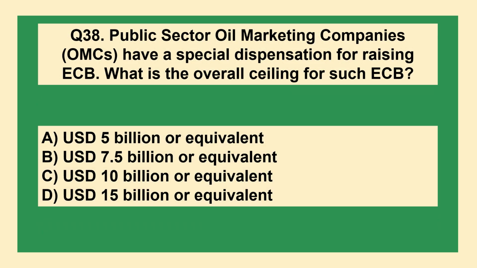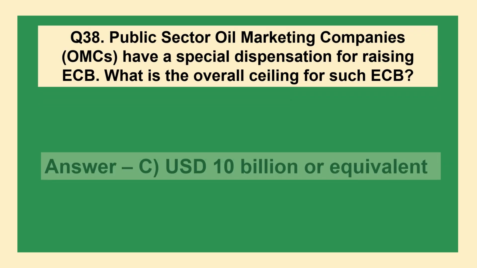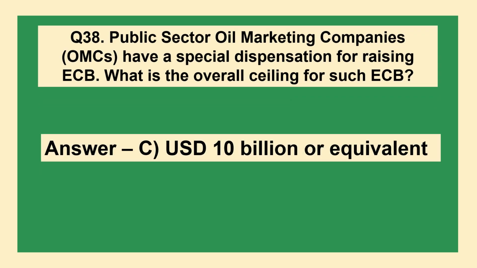Public sector oil marketing companies, OMCs, have a special dispensation for raising ECB. What is the overall ceiling for such ECB? A. USD 5 billion or equivalent. B. USD 7.5 billion or equivalent. C. USD 10 billion or equivalent. D. USD 15 billion or equivalent. The answer is option C. USD 10 billion or equivalent.